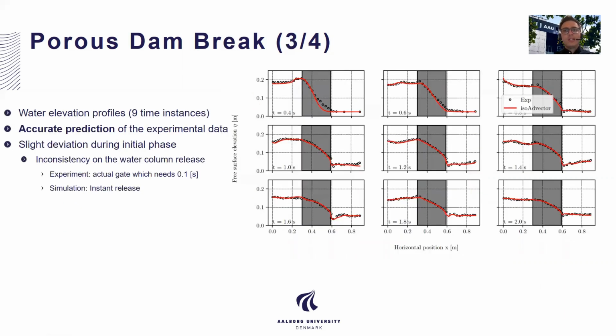In this slide, you can see 9 elevation profile plots from different time instances during the simulation. It is clear that porousInterIsoFoam predicts the water elevation accurately in most of the simulation. There's a slight deviation in the initial phase that is presumably due to the modeling of the water gate. In the simulation, the water is released instantly, while in reality, it's a finite process that takes around 0.1 seconds.